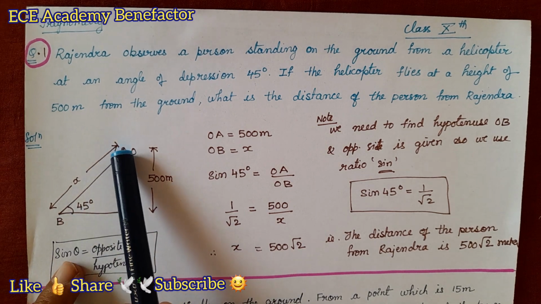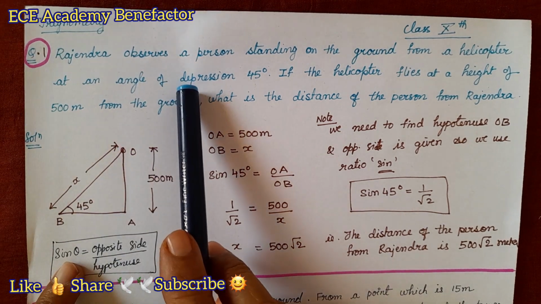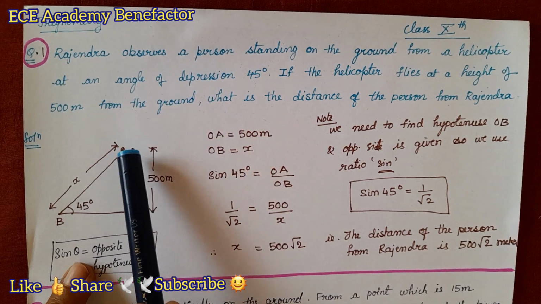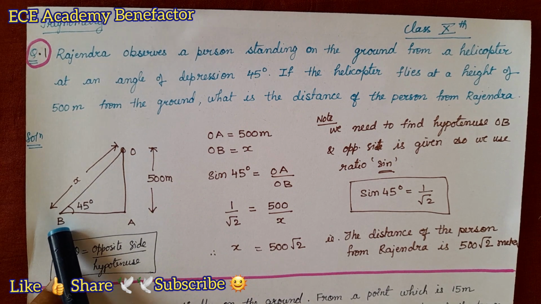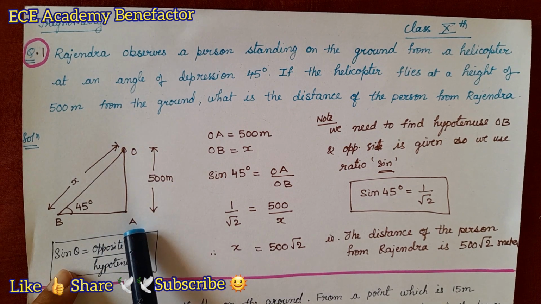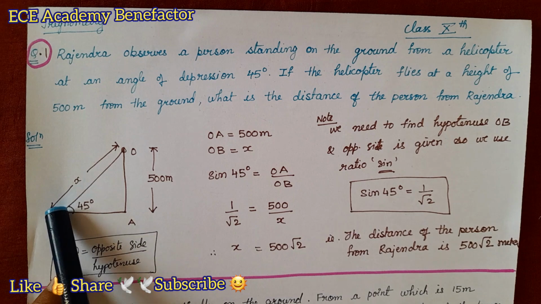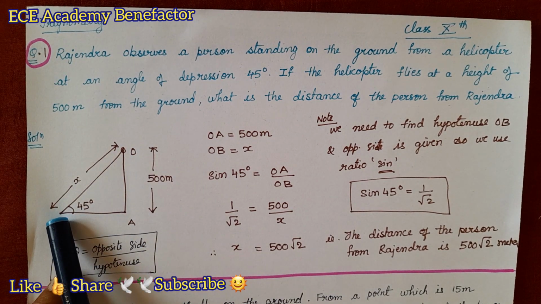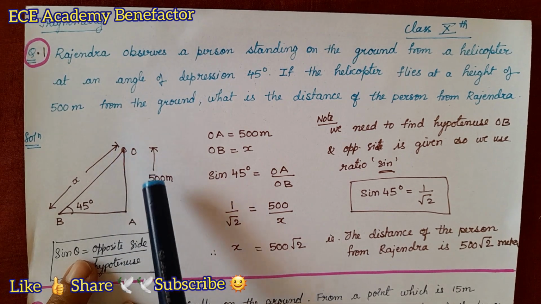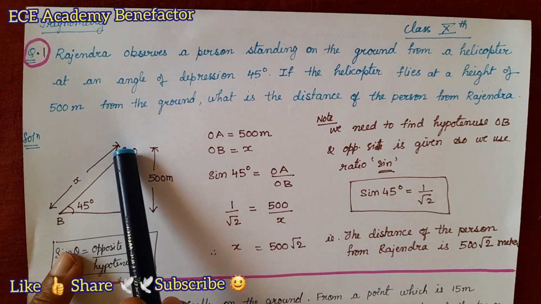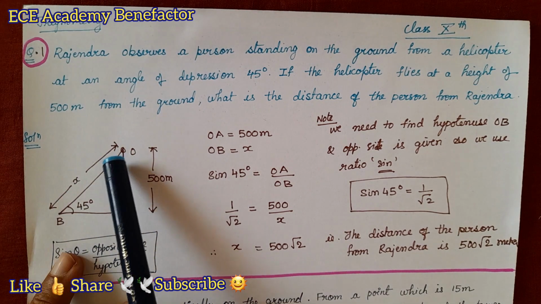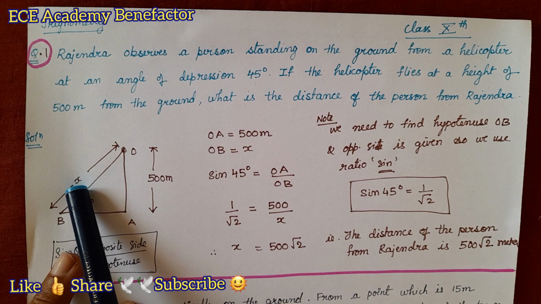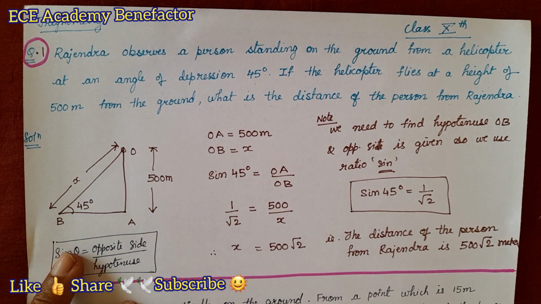First, we need to draw a diagram for the given question. Okay. So, Rajendra is observer O, person on the ground is B, and the height is A. So, we have drawn a right angle triangle OAB. The height of the helicopter is 500 meters and Rajendra is observing the person, and we need to find what is this distance. So, let it be x, and the angle of depression is 45 degrees.